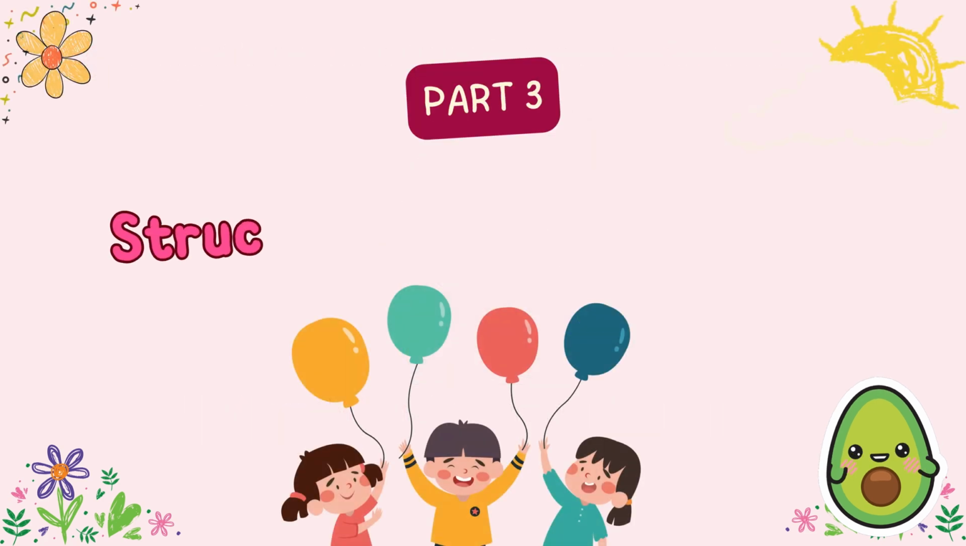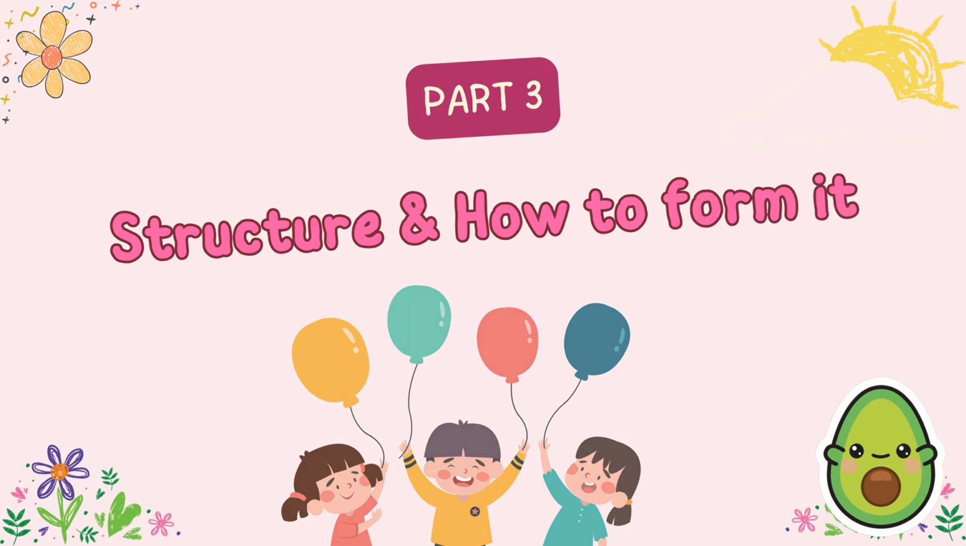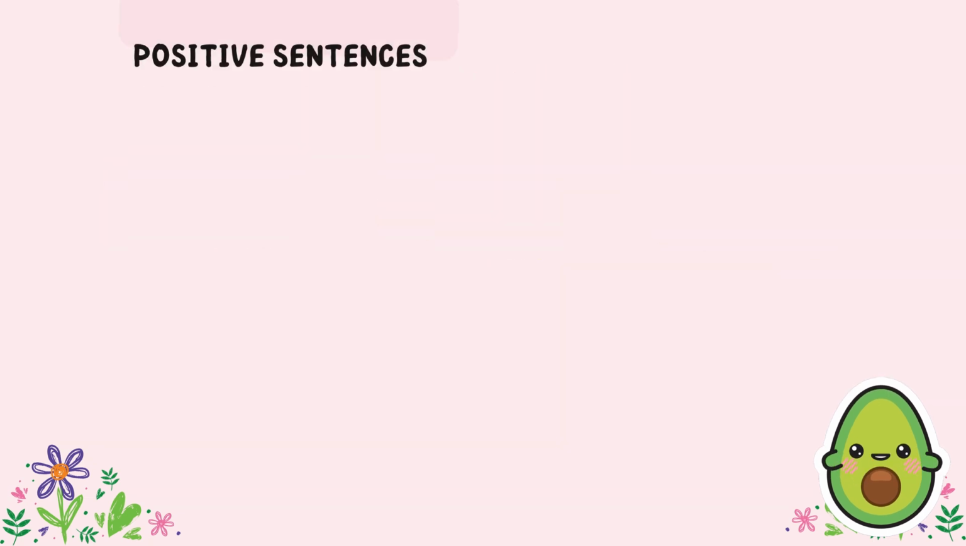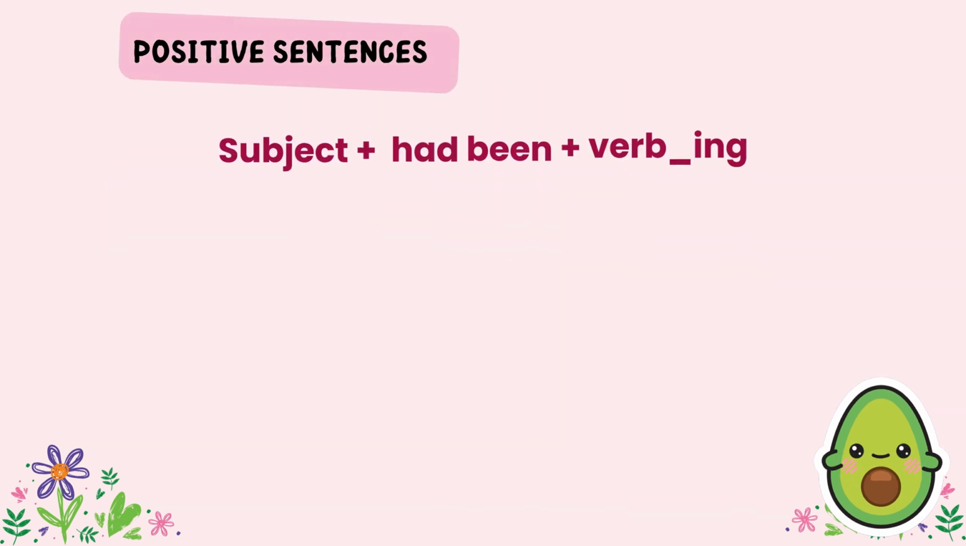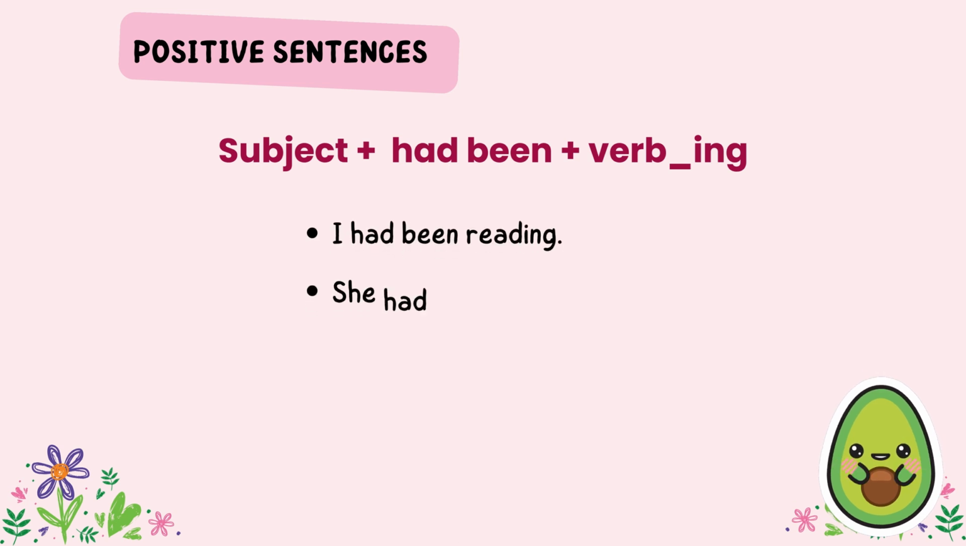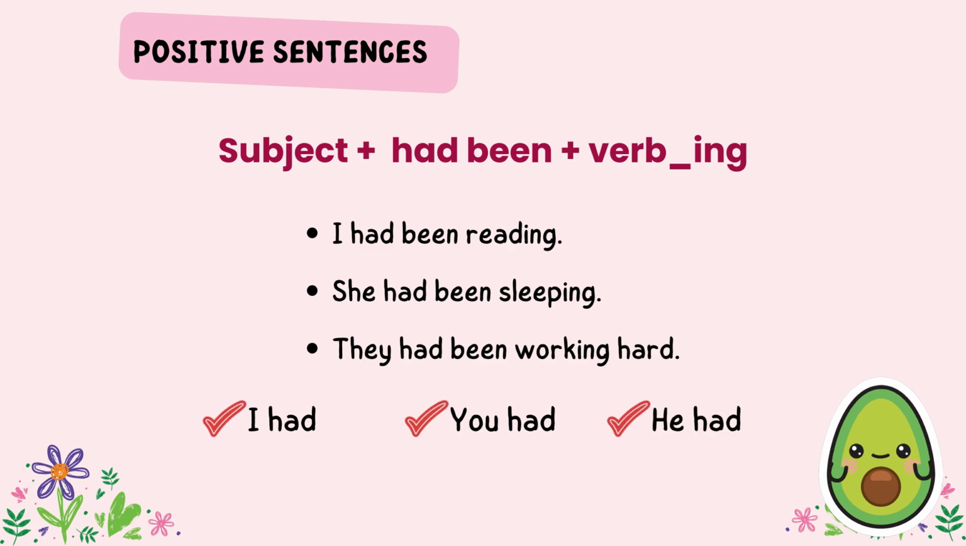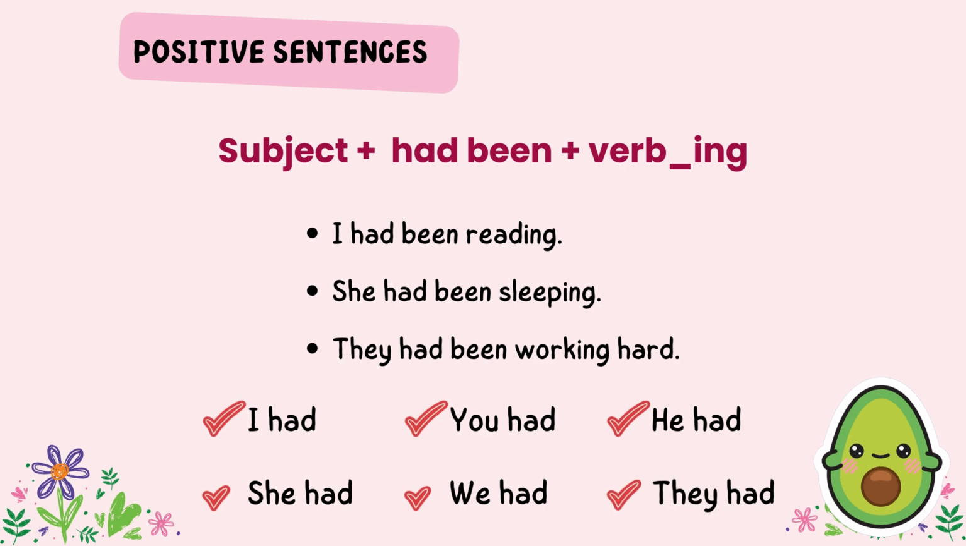Part 3. Structure and how to form it. Now let's learn how to make the past perfect continuous. For positive sentences, we use subject, plus had been plus verb-ing. Examples: I had been reading. She had been sleeping. They had been working hard. And remember, we always use had for all subjects. I had, you had, he had, she had, we had, they had. Easy, right?